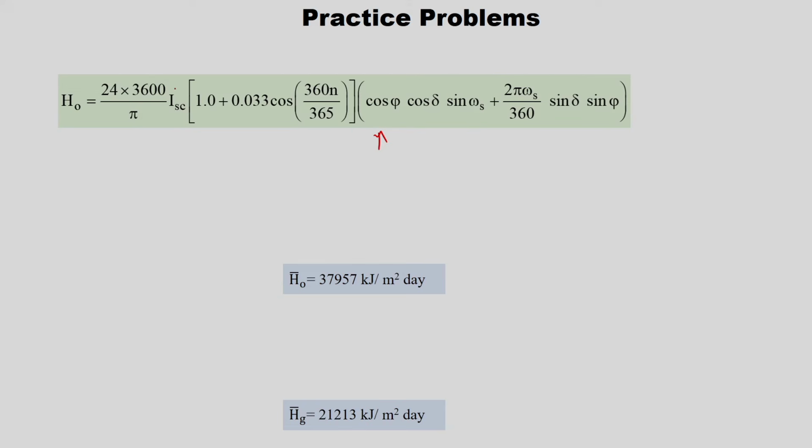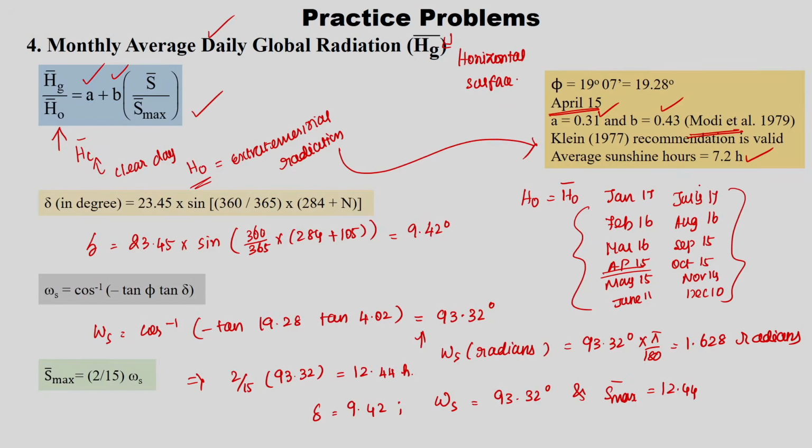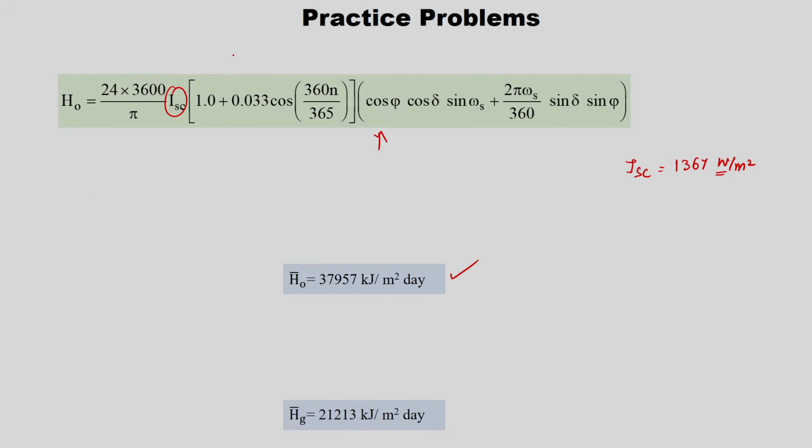So, here is your formula for H naught. Remember, in lectures you might have seen that I_C is nothing but 1367 watt per meter square. This value is in watt per meter square, but what we are calculating is in terms of kilojoules per meter square per day, because it is a daily radiation. So, for that reason we are supposed to convert this.